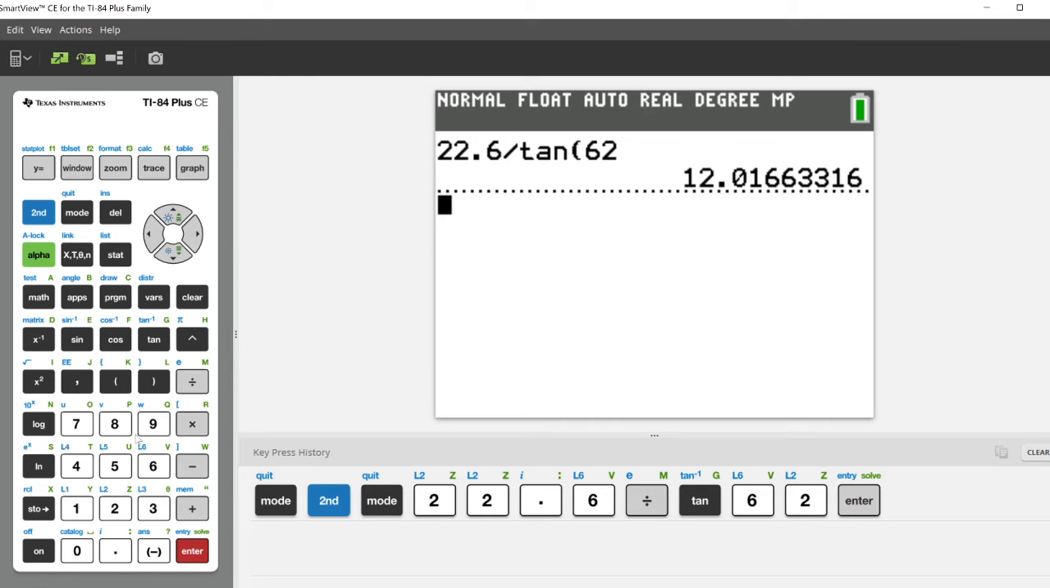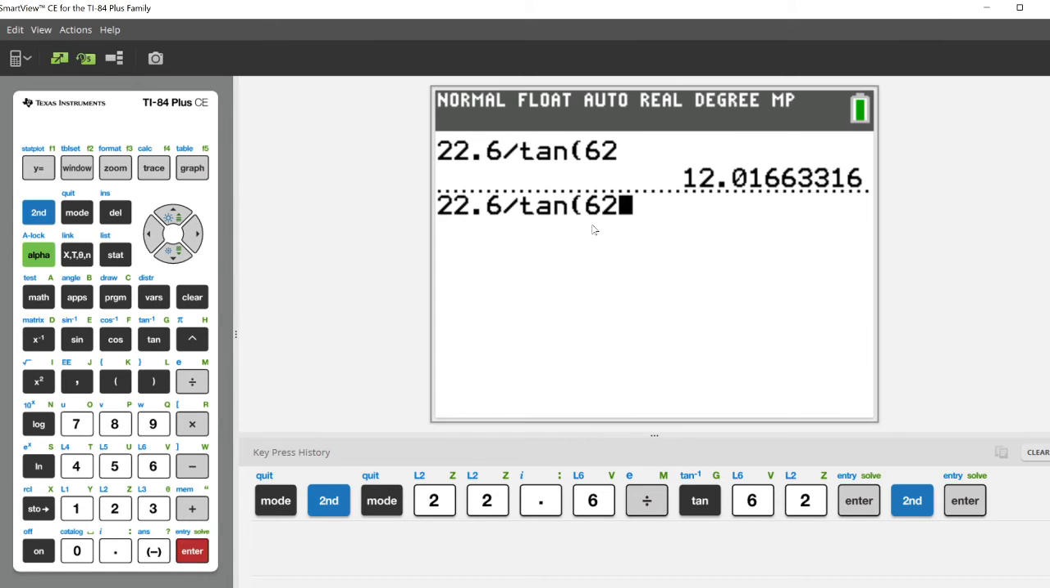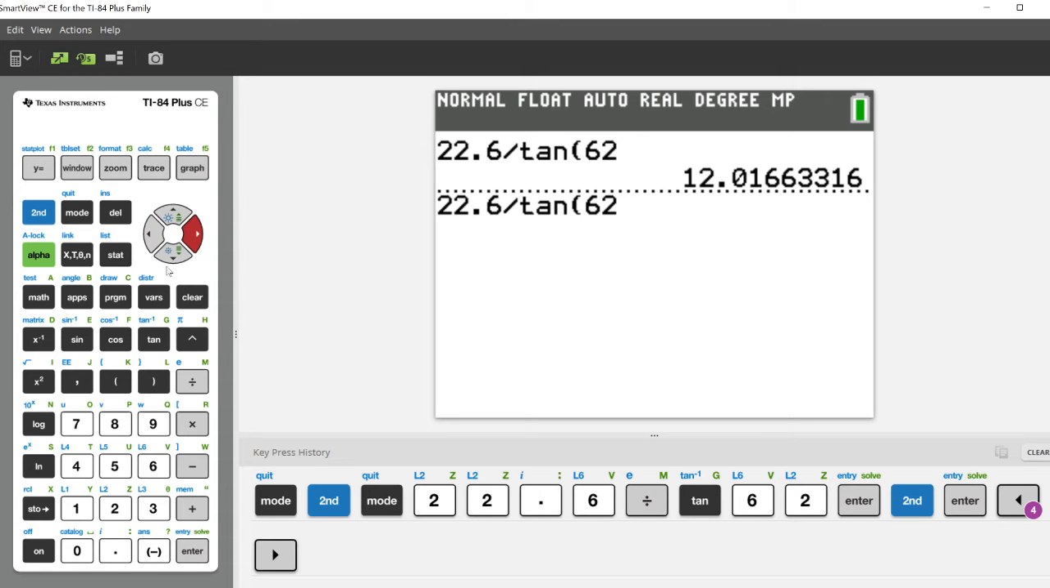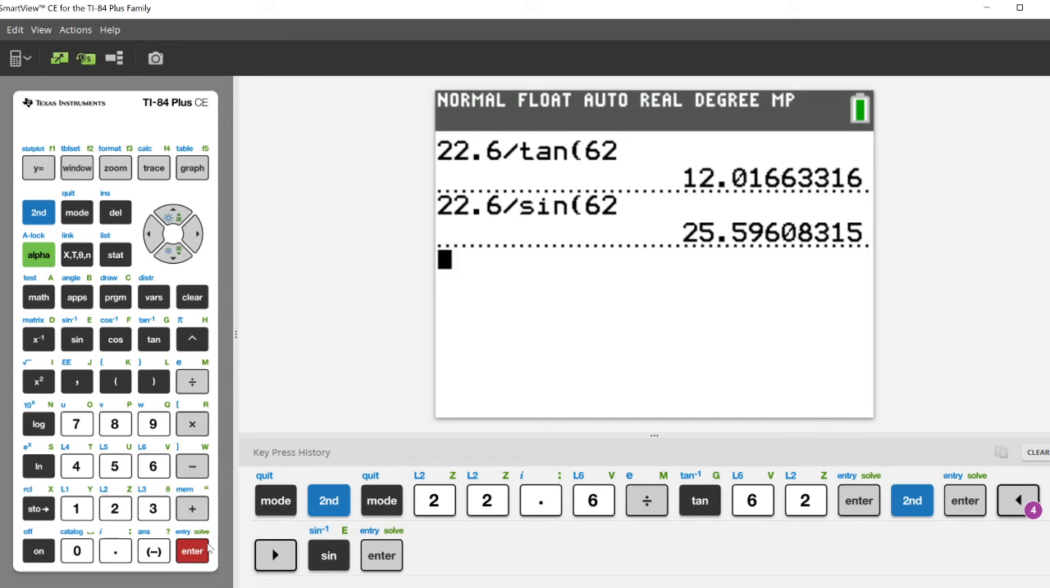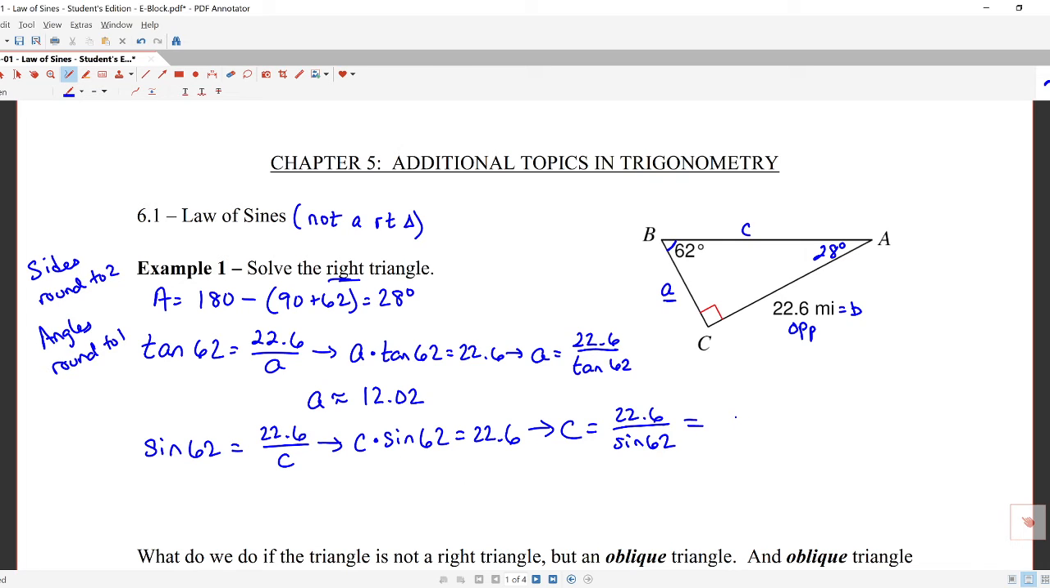Go back to our calculator. Now what you can do if you want, it's a little tricky here with the trig functions, but if you hit second enter, it brings back what you just typed. All I need to do is change tangent to sine, and in this case just clicking sine did the job, and we get 25.60. So C is 25.60. We've got all the sides, we've got all the angles, we could move on to the next problem.